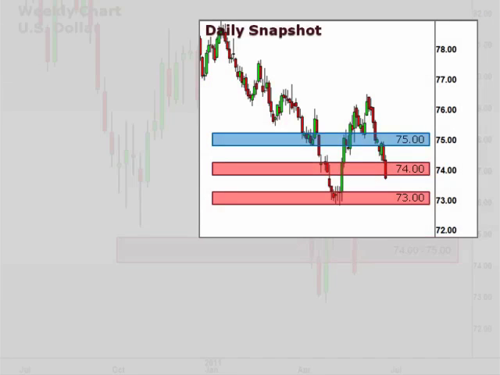Let's take a look at the daily chart. Well, the daily chart reflects last Friday's close below 74, and without a reversal back above 74, we are likely to see 73 this week.